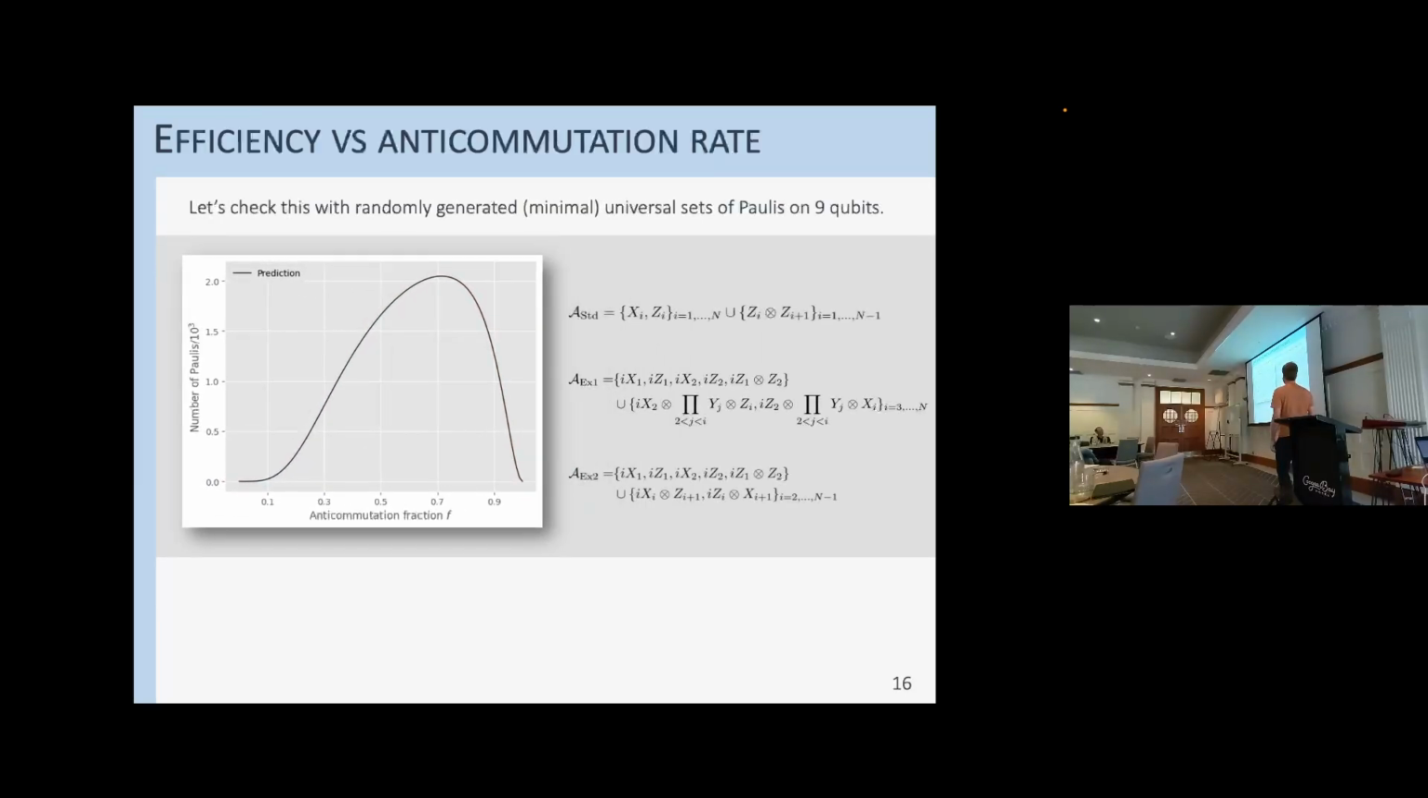So to test this prediction, what I did was I generated a bunch of random minimal universal sets of polys. So sets of polys of size 2k plus 1 that are universal on 9 qubits, just as an example number. And I also generated these sets in a biased way such that I could control this anti-commutation fraction. So I make a bunch of universal sets of polys with different amounts of anti-commutation amongst the generators. And then I look at how many polys I have generated after 5 rounds of commutators. And that's going to give me an estimate of how quickly the algebra is growing.